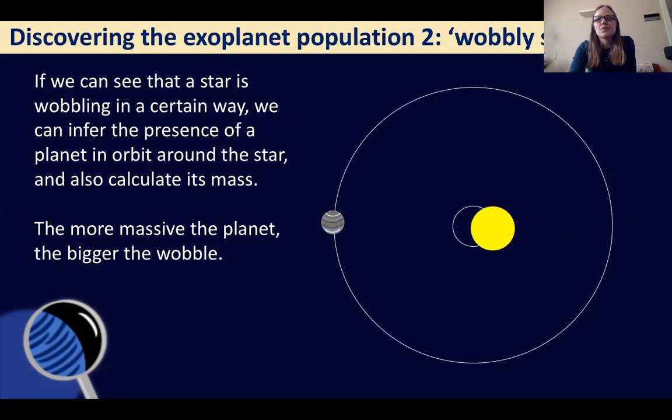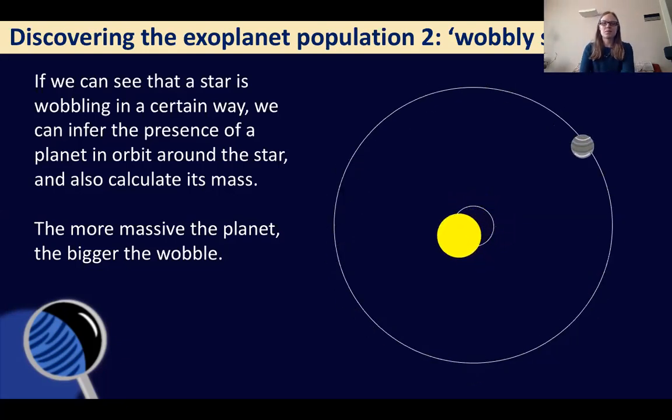And that depends on how massive the planet is. So the more massive the planet is, and also the closer to the star the planet is, the bigger that wobble is going to be, and the faster the star will move. So if we can see that a star is wobbling in a particular way, we can infer the presence of a planet in orbit, and we can calculate its mass.